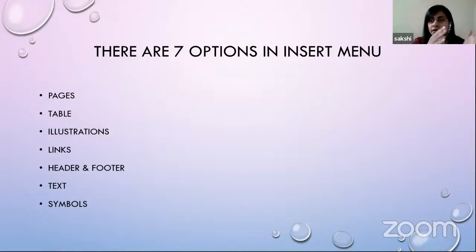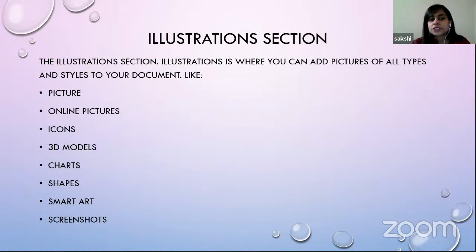So there are different columns in the insert menu, and a group of features combined together is given one common name. So in today's class, we are going to talk about illustrations. Illustration is where you can add pictures. You can add pictures of all types and styles to your document.